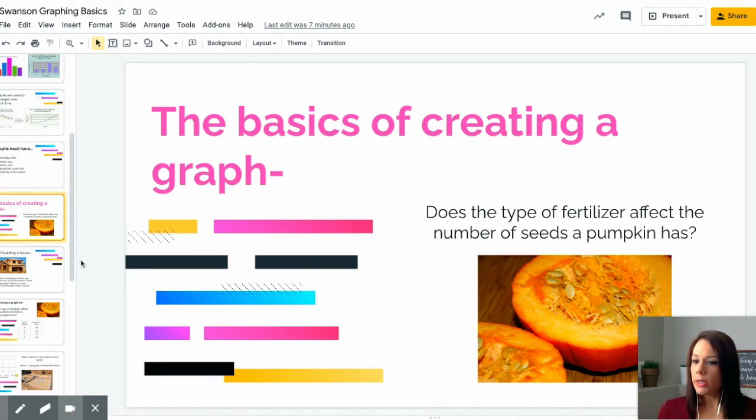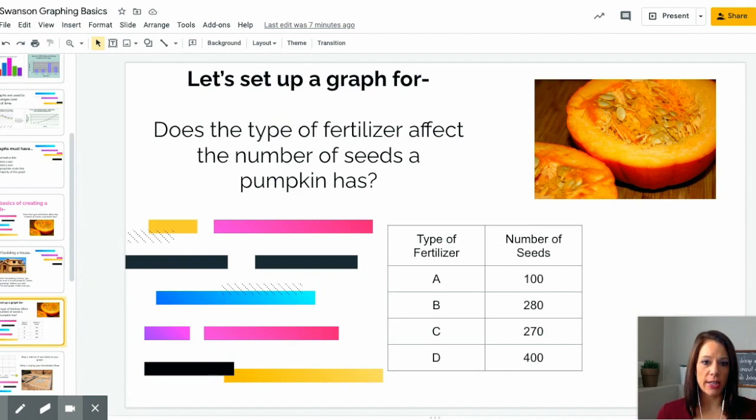Let's say we do the experiment and we get this for our data. We've got 4 different types of fertilizer, A, B, C, and D, and we've got our number of seeds, 100, 280, 270, and 400. So obviously, looking at our data table, we can see some trends and patterns because we don't have a ton of data. But again, if we had a larger set of data, it might be difficult to see those trends and patterns. So let's say we wanted to make a graph of this.